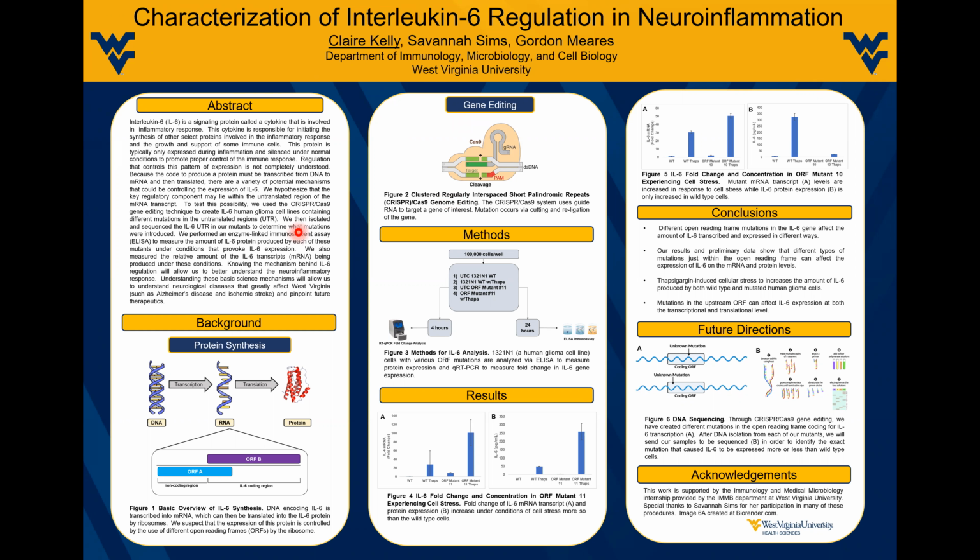This cytokine is usually only expressed in your cells during conditions of inflammation or other types of stress. When your cells are just in their normal resting state, IL-6 is not being produced. And what we don't understand is how the cell regulates this expression. It needs to be turned off and on according to what's happening inside of your body.